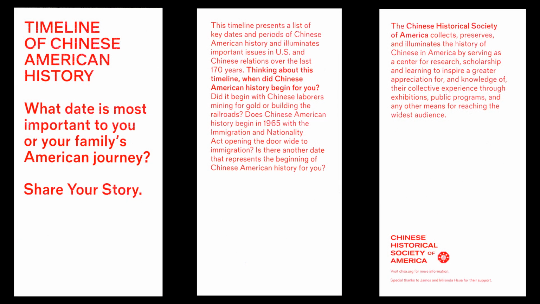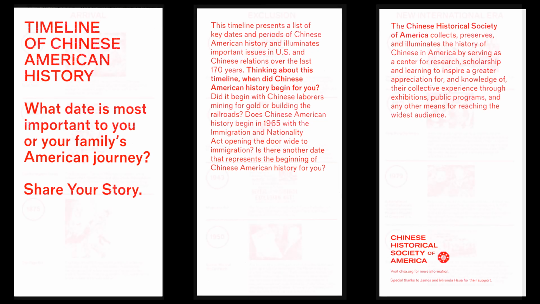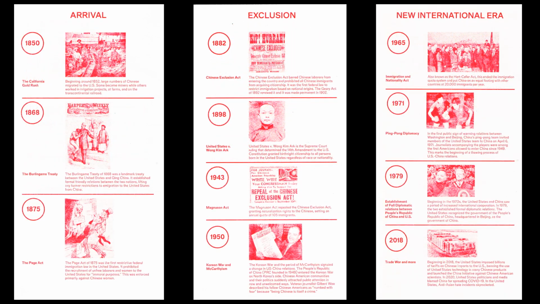This is a timeline of Chinese American history, created by the Chinese Historical Society of America. The timeline highlights key dates and periods which affected the lives of all Chinese Americans. 1850. The California Gold Rush. 1868. Emigration limits from China to U.S. lifted. Construction started on the Transcontinental Railroad. 1875. Recruitment of unfree Chinese laborers to U.S. for immoral purposes prohibited.